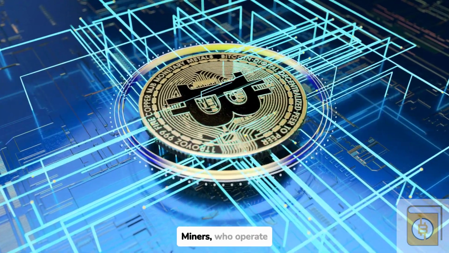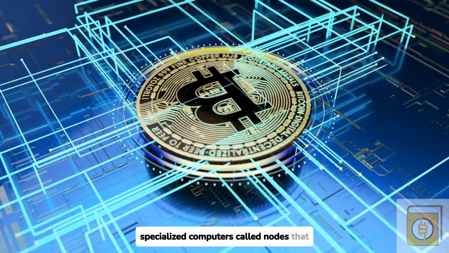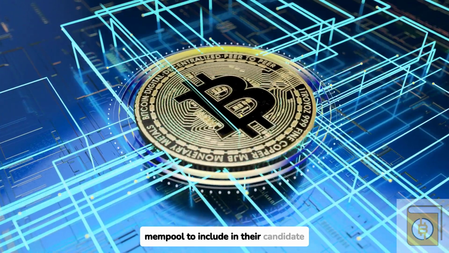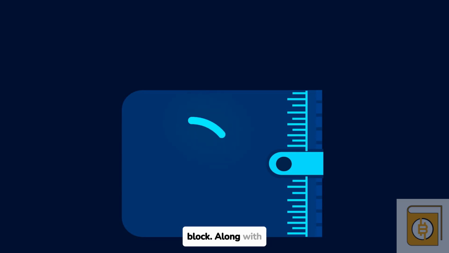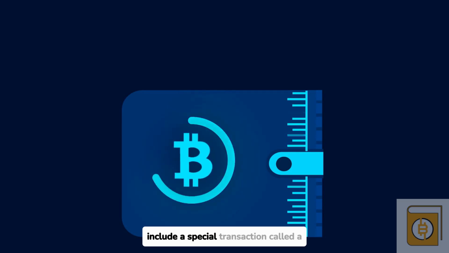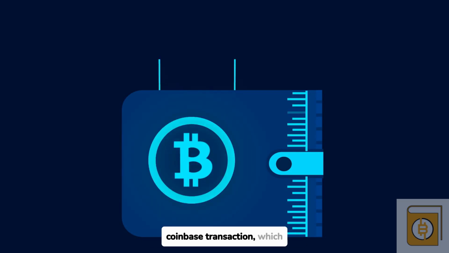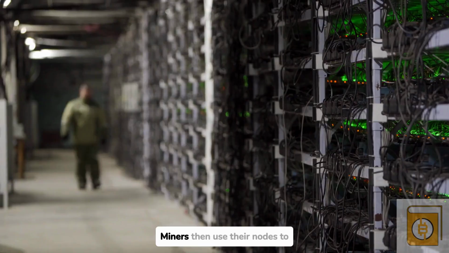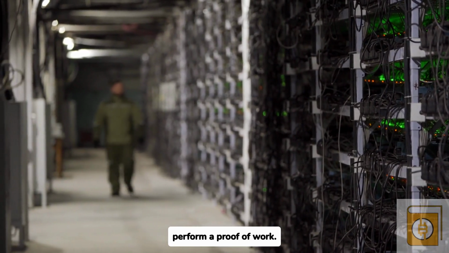Miners who operate specialized computers called nodes that communicate within the network select transactions from the mempool to include in their candidate block. Along with these transactions, they include a special transaction called a coinbase transaction, which gives them the mining reward if they successfully mine the block. Miners then use their nodes to perform a proof of work.